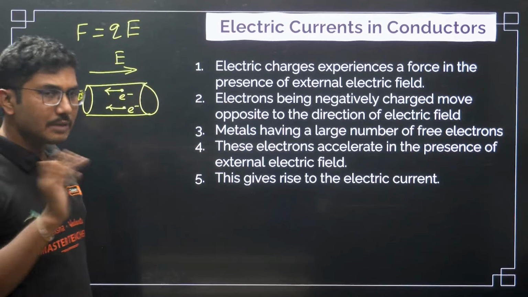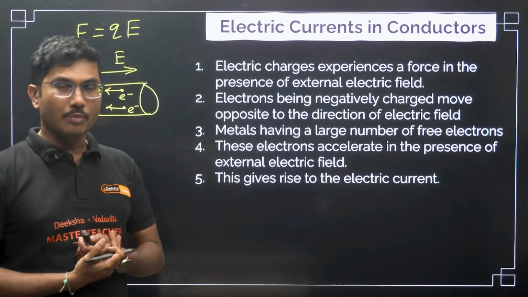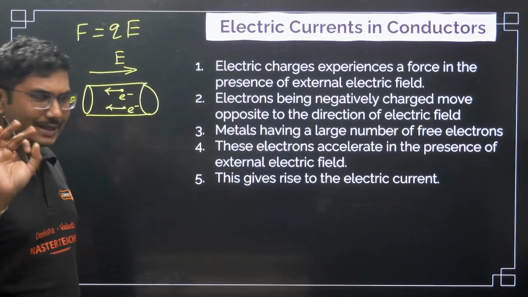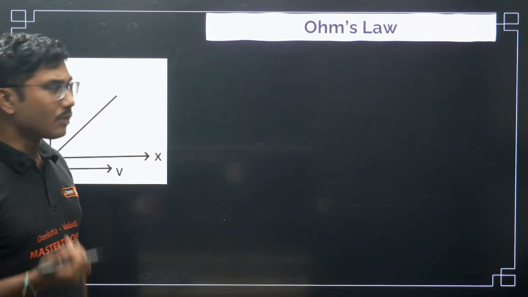Random motion will still be there, but apparent total motion, there will be a total motion in the opposite direction. We will come to that in a little while. Okay, before that, let us discuss Ohm's law.